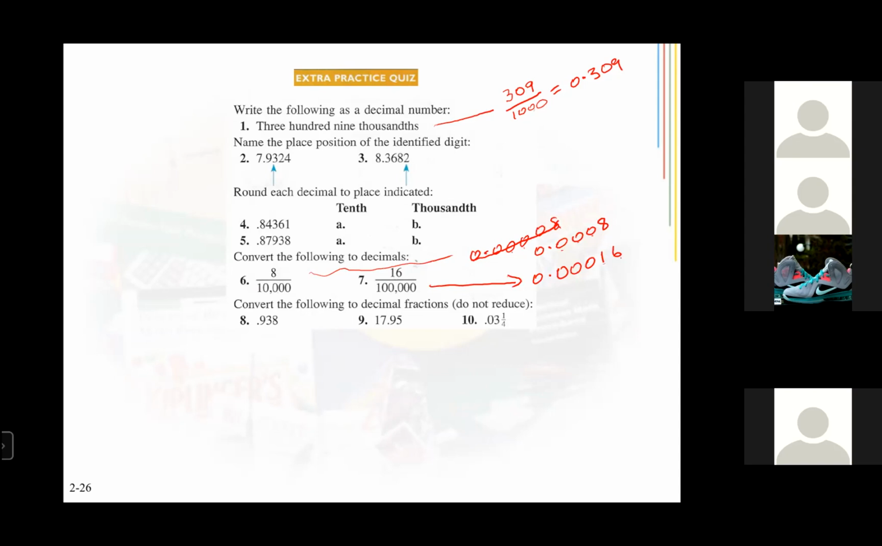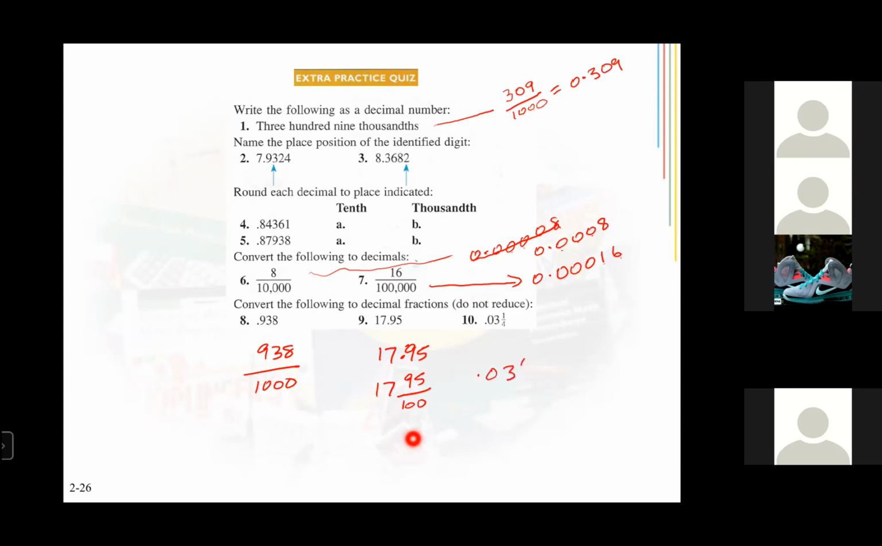All right. Now the other one says convert the following to decimal fractions. Do not reduce. When they say decimal fractions, that means the denominator is going to be a power of 10. So 0.938 would be 938 over 1,000. 17.95 would be 17 and 95 over 100.